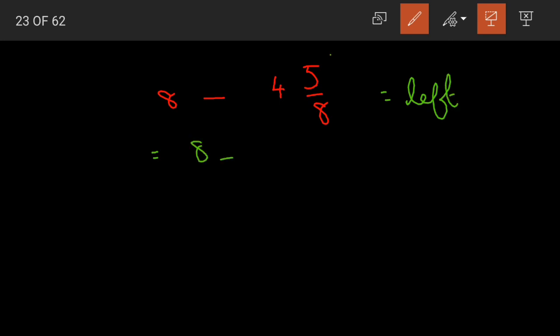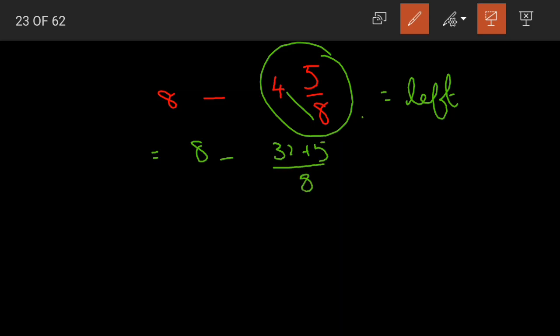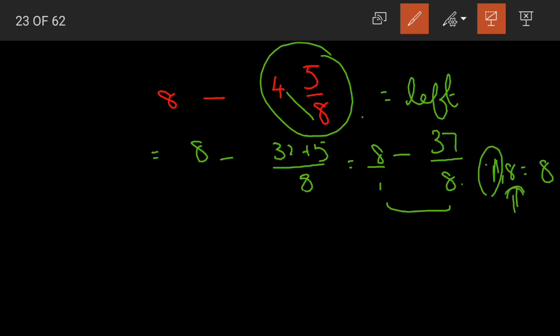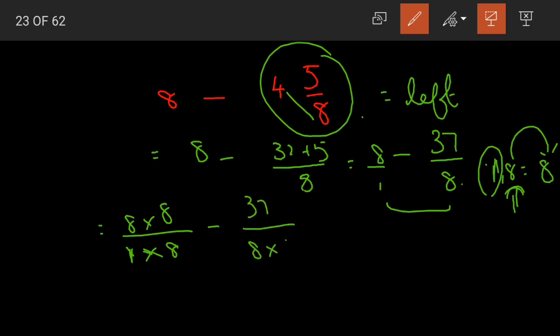Yes children, 8 minus, converting this into an improper fraction: 8 4s are 32 plus 5 divided by 8 is 32 plus 5, 37 divided by 8. Now here the denominator of 8 is 1. So for the LCM of 1 and 8, it would be 8 only. The LCM of 1 and any number will be the number itself. So here, 1 into 8 is equal to 8, so multiplying by 8. 37 by 8, 8 into 1 is equal to 8, so multiplying by 1.